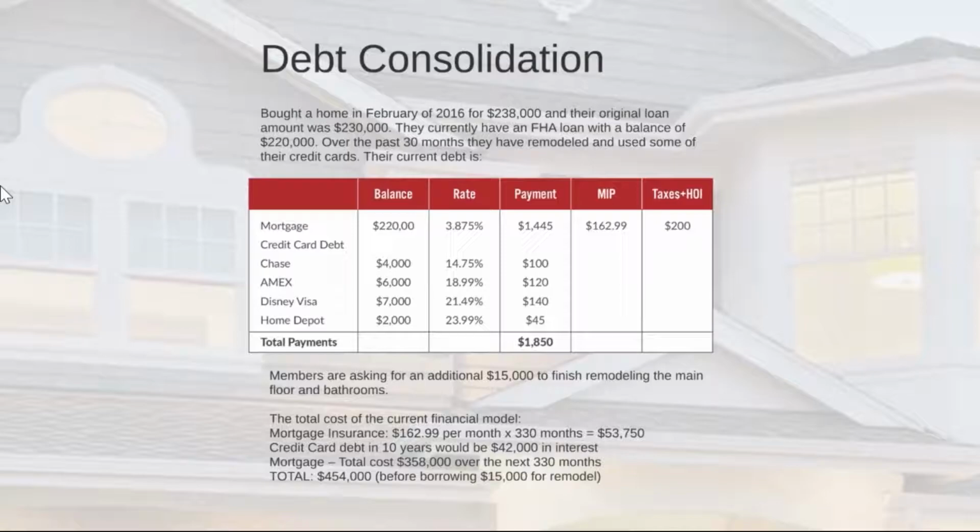The big thing that they have is a $163 mortgage insurance premium. And so when we went through, the members were asking for an additional $15,000 to be able to finish the remodel of the main floor and the bathrooms. So the total cost of the current financial model: the mortgage insurance was $162.99 per month for 330 months, which is what they had left. That's $53,000. Then we looked at the credit card and what it would typically be over a 10-year period. The national average for somebody to pay off a credit card is that time frame. So that's $42,000 in interest. When we look at what the total cost was going to be over their lifetime, they're looking at $454,000.